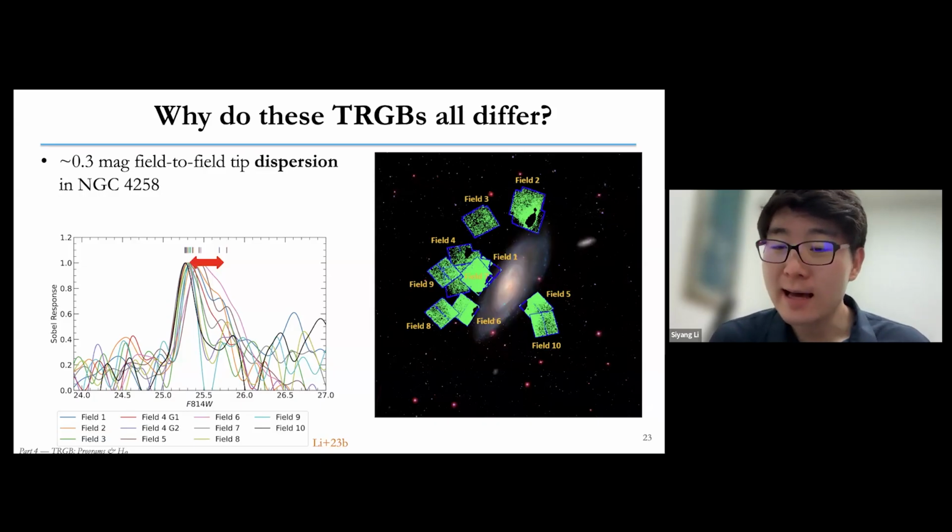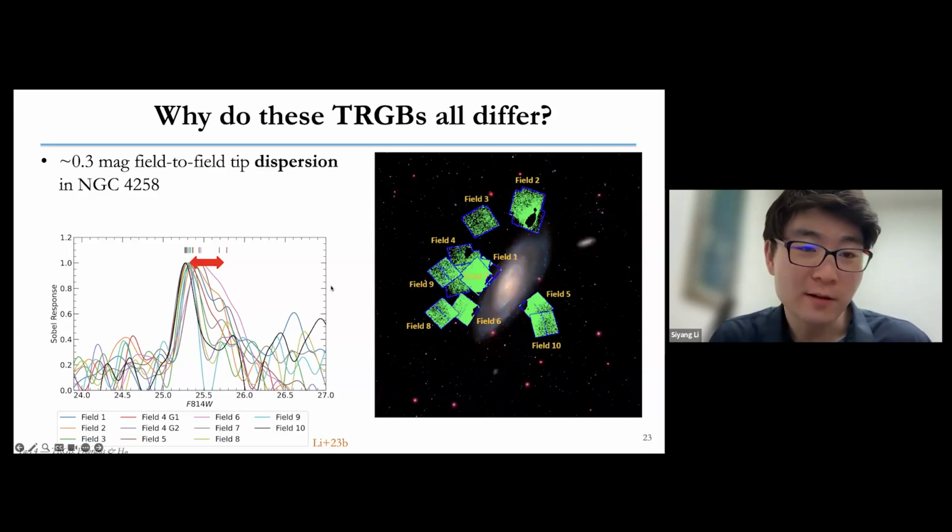And the idea here is that ideally for a standardized candle, you would expect that the magnitude or the brightness of your candle shouldn't really differ significantly depending on which field you look at, because of course the distance in the galaxy is fixed, right? But when we measured the TRGB in all these fields, we do find that there's quite a bit of variation. These TRGBs vary by almost 3/10 of a magnitude if we apply the same exact measurement choices.